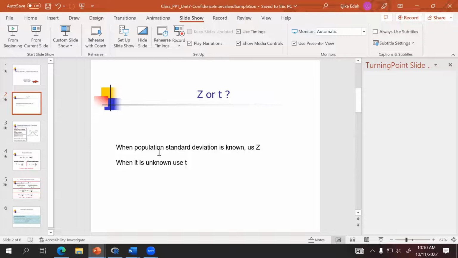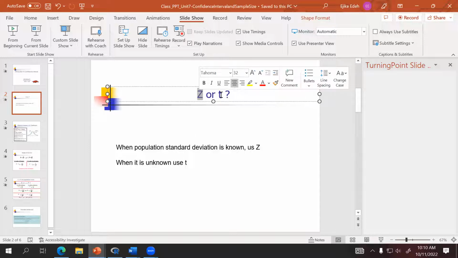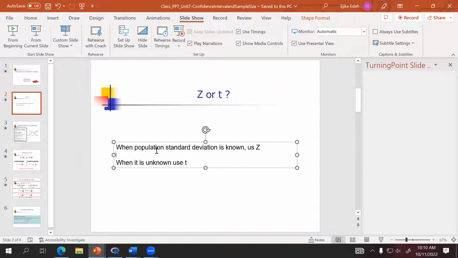Okay, so here our decision for choosing either Z or T uses the population standard deviation. So whenever you know the population standard deviation, go ahead and do a Z. When you don't know the population standard deviation, don't worry about the sample size, just go ahead and do a T, okay?